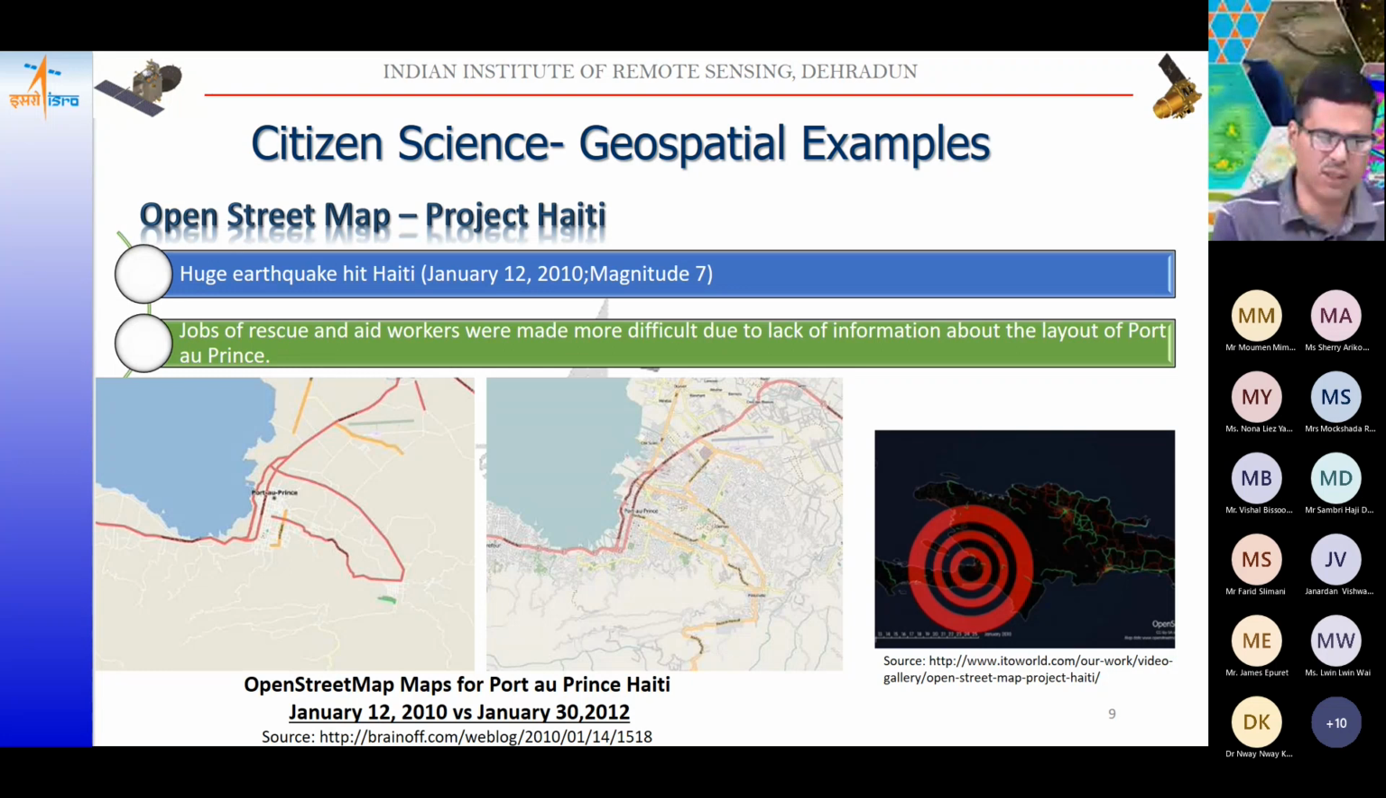The event in Haiti happened on January 12, 2010. A magnitude 7 earthquake hit that place. The jobs of the rescue and relief workers were more difficult because, as you can see here, at that time there was a lack of information about that place. If you see the pre-map of January 12, and then the January 30th map, you see that the volunteers have mapped each and every street and other prominent places in that region. That becomes very useful, especially for the rescue and aid workers, to know how they can reach the people in distress. Compare this: if you don't have such information, it is very difficult for the rescue and relief agencies to plan their operations.